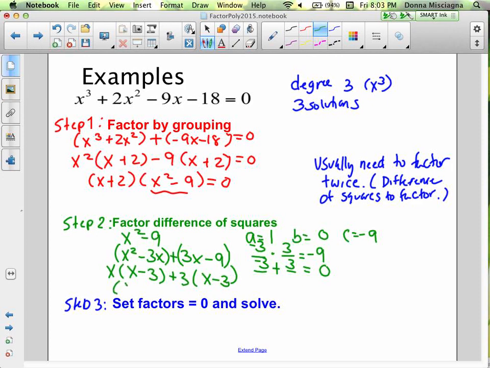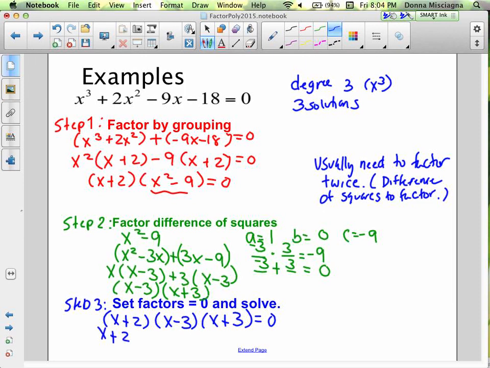All right, so now we can factor out that repeating x minus 3, and then we have the leftovers, x plus 3. And actually I'll just put the equals 0 later, down here where we're going to solve. Now we're going to take all three of our factors. We have the x plus 2 from step 1, and the x minus 3 and x plus 3 from step 2. We'll set them all equal to 0 to solve, and we'll have our three solutions.